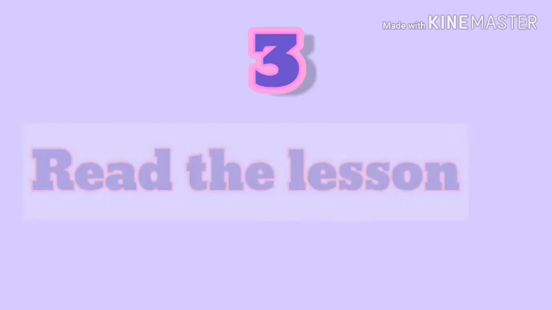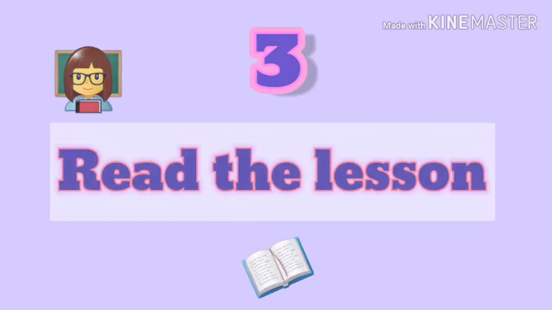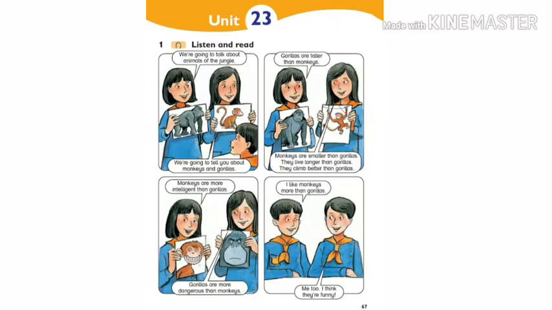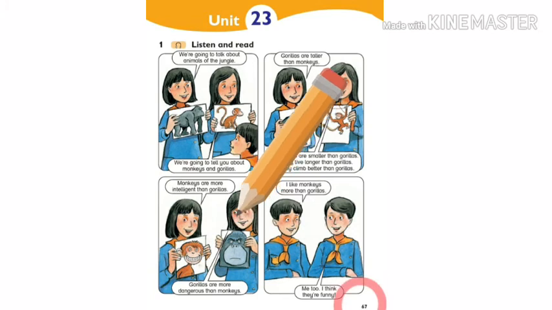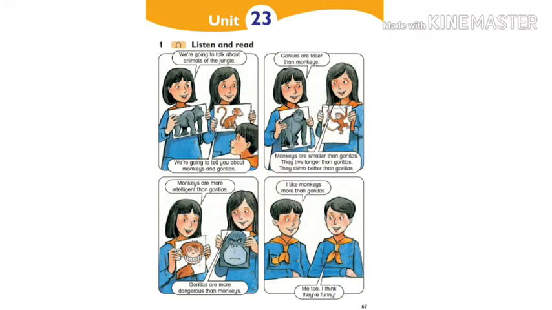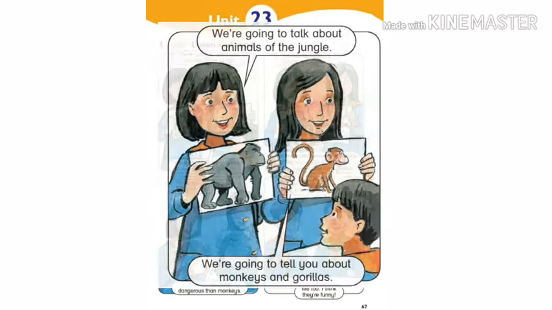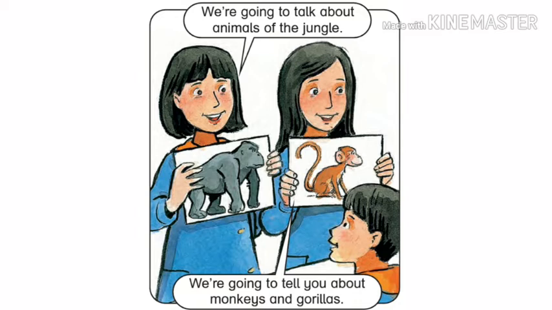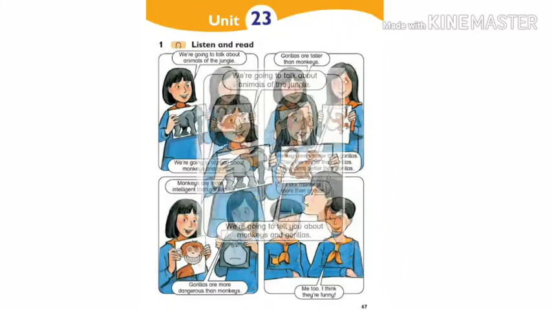It was very interesting. Now let's read the lesson. Open the pupil's book to page 67 and, as usual, highlight the new words. Unit 23, Exercise 1. Listen and read. We're going to talk about animals of the jungle. We're going to tell you about monkeys and gorillas.